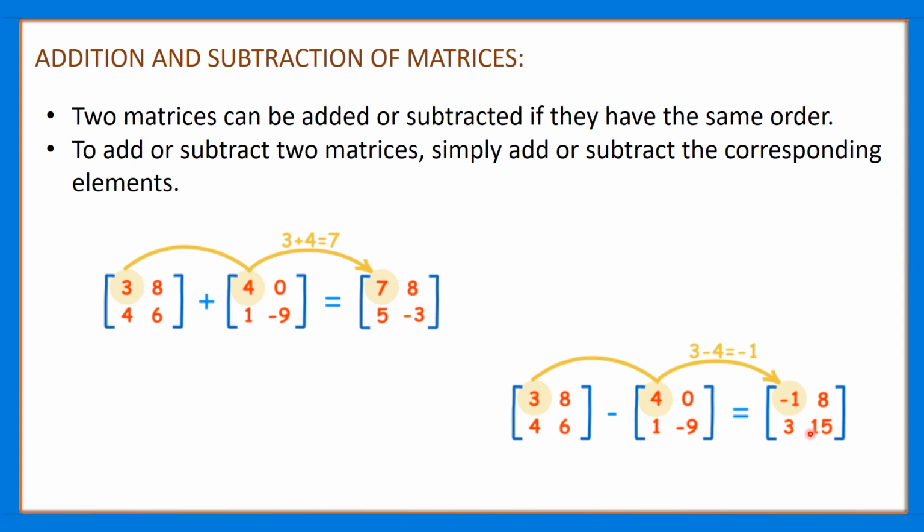Therefore, when we subtract the matrices whose elements are 3, 8, 4, 6 and 4, 0, 1, minus 9 respectively, our resultant matrix is the matrix whose elements are minus 1, 8, 3, 15. And this is how we need to add and subtract the given two matrices.